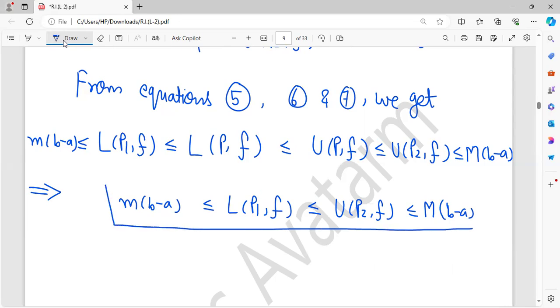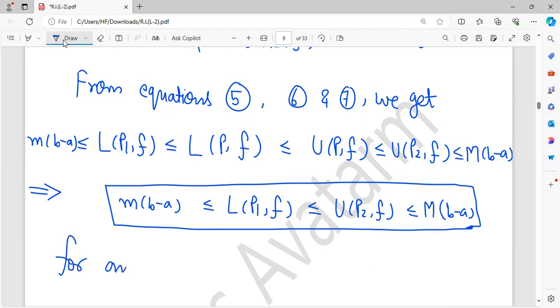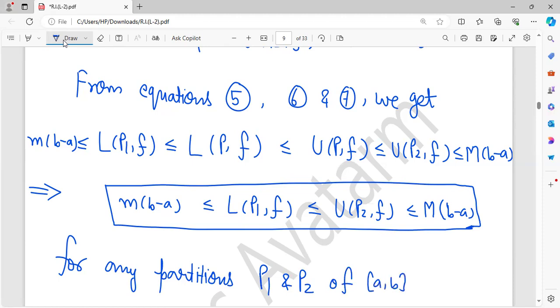This holds for any partitions P1 and P2 of the closed interval. So this is done. The proof of the theorem is done.